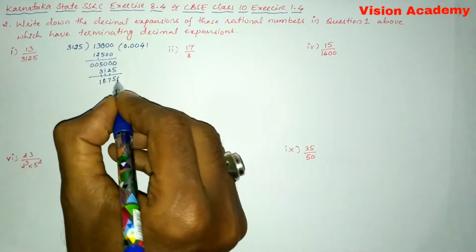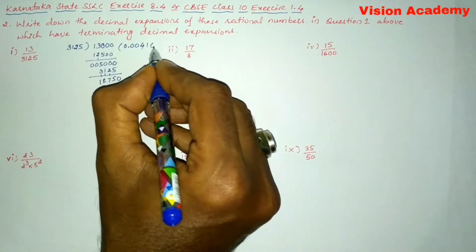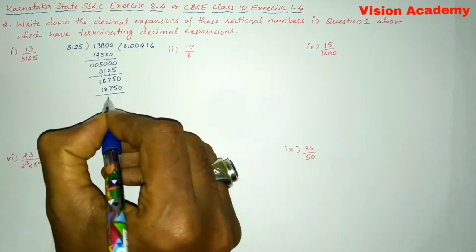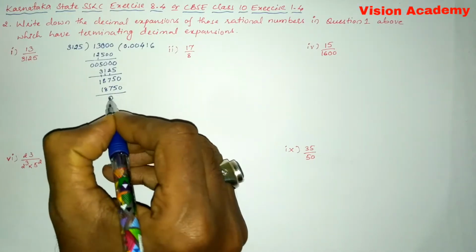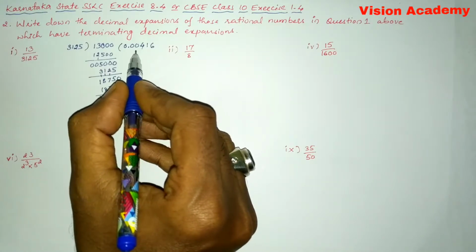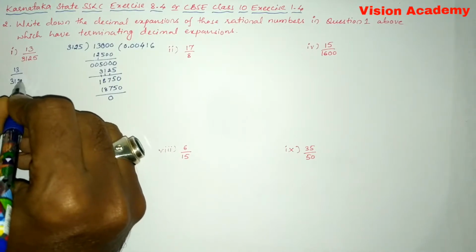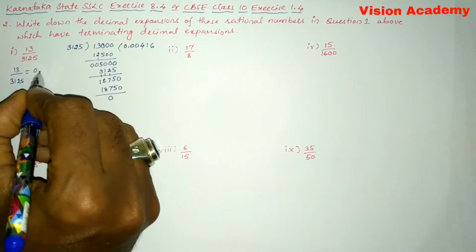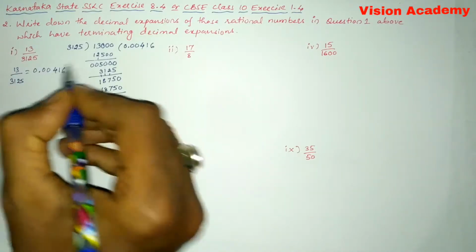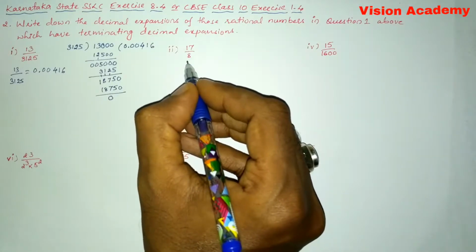So let us take one more 0 here. Now 3125 sixes we are going to get 18,750. So here the remainder will become 0. So this is the decimal fraction that we need to write. So here 13 divided by 3125 is equal to 0.00416. Now let us move on to Roman number 2, that is 17 by 8.